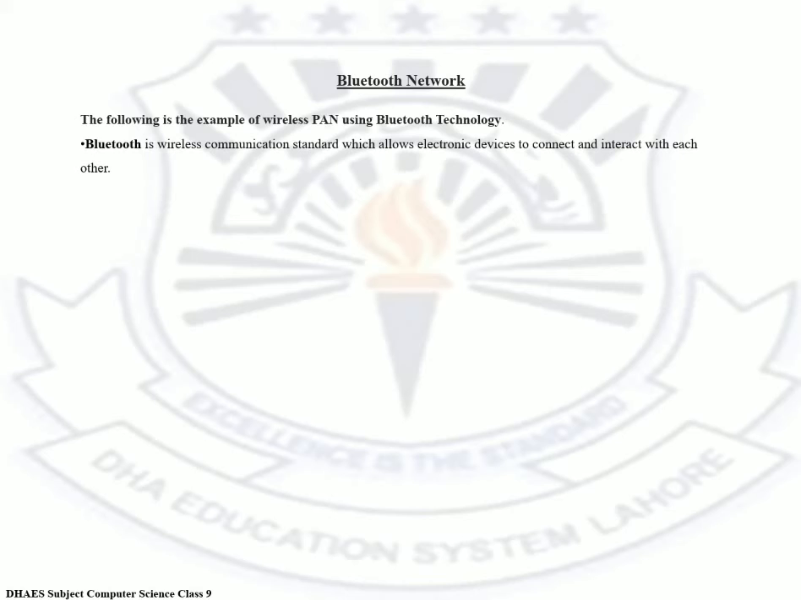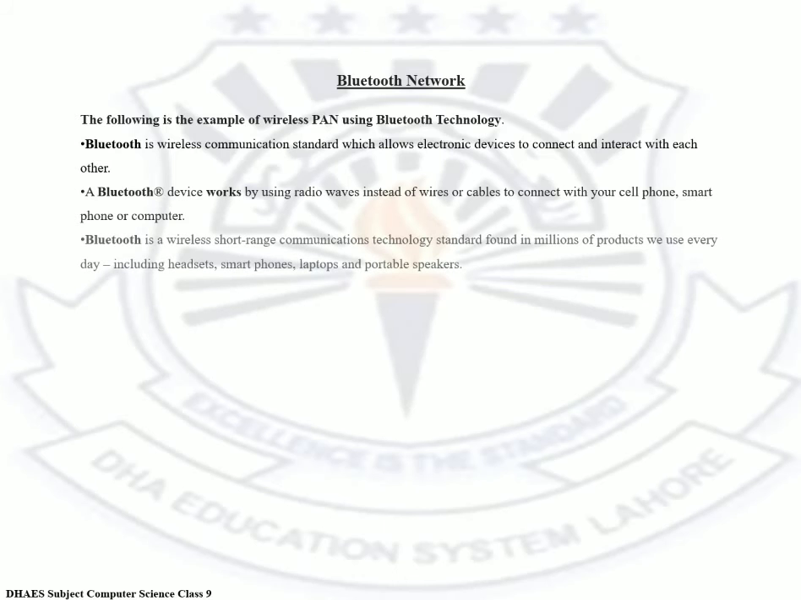The following is the example of wireless PAN using Bluetooth technology. Bluetooth network. Bluetooth is a wireless communication standard which allows electronic devices to connect and interact with each other. A Bluetooth device works by using radio waves instead of wires or cables to connect with your cell phone, smartphone, or computer. Bluetooth is a wireless short-range communication technology standard found in millions of products we use every day, including headsets, smartphones, laptops, and portable speakers. A Bluetooth connection typically works over a radius of 100 meters, 328 feet.